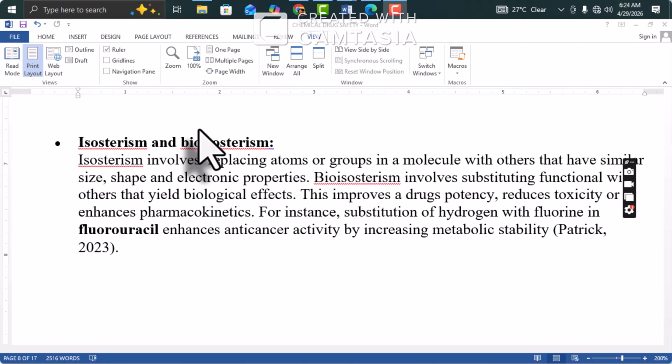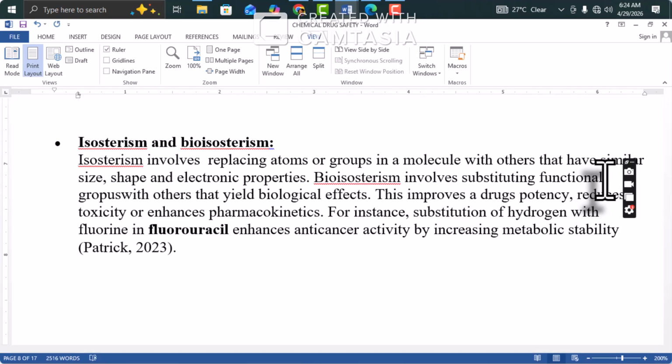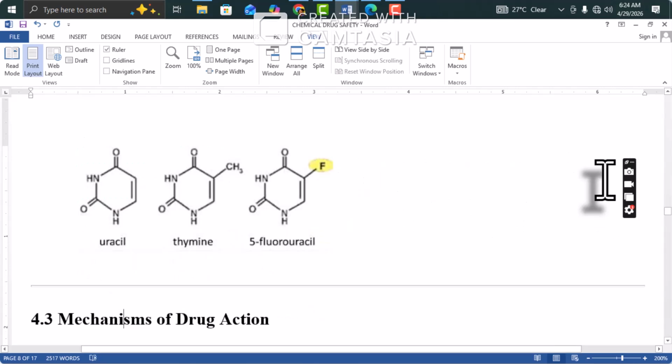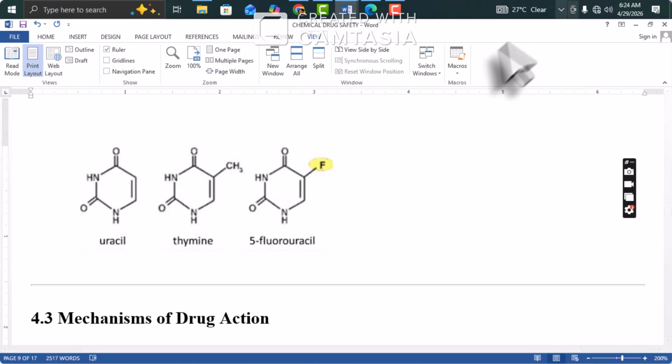So then for bioisosterism, here you are substituting functional groups with others that will yield biological effects. So there's a drug probably, we are going to look at an example of uracil, for instance. Here's uracil. So this is uracil used for cancer treatment.